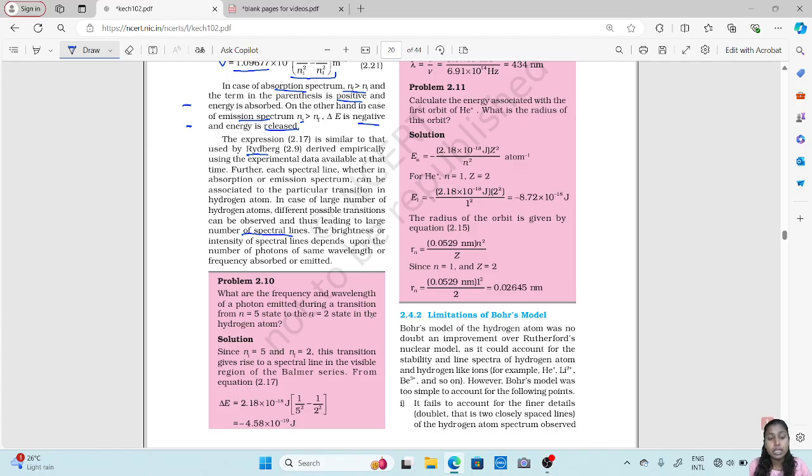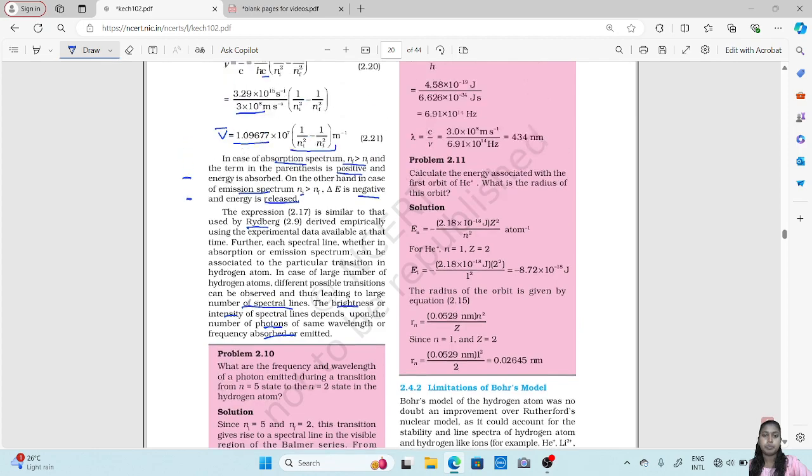So the brightness or intensity of a spectral line depends upon the number of photons of the same wavelength or frequency absorbed or emitted. So its brightness or intensity basically depends upon the number of photons of the same wavelength or frequency which are absorbed or emitted.